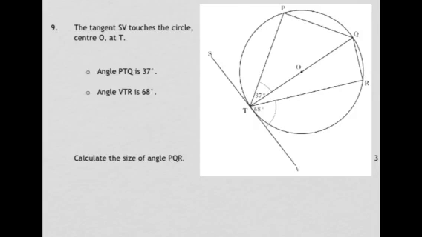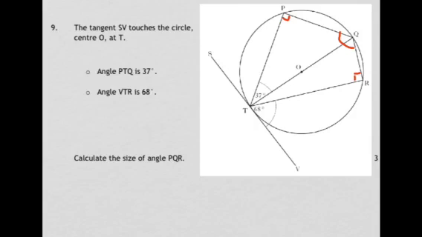Calculate the size of angle PQR. So we need to find the size of this angle here. So let's fill in as many angles as we possibly can. Here's a semicircle, so we know that's a right angle.